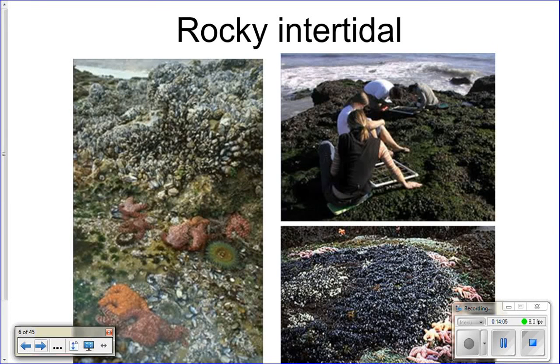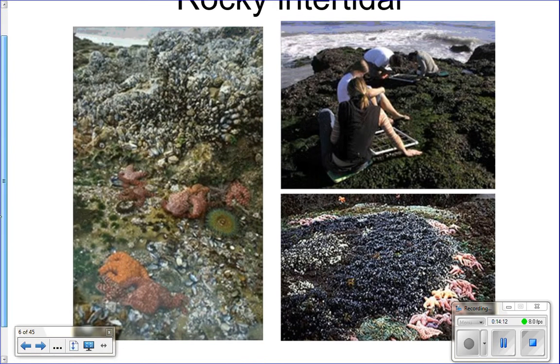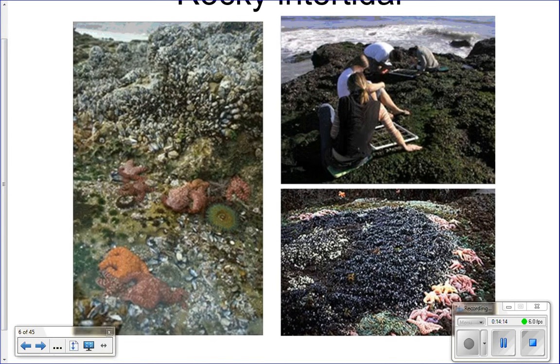It meets the ocean. Sandy is like the beach, right? So rocky intertidal, we're going to talk about first. Okay, and here's just a few pictures of what it looks like.